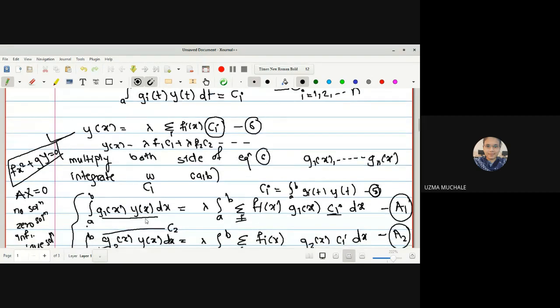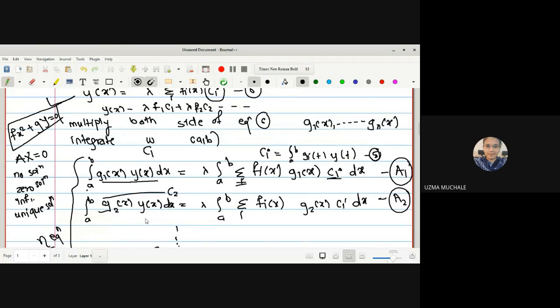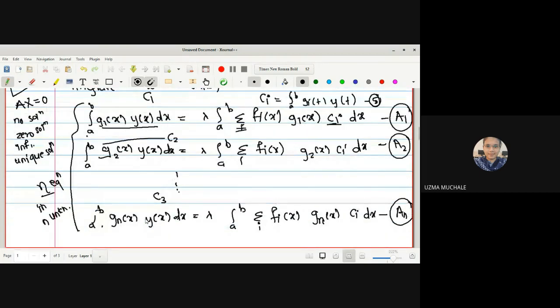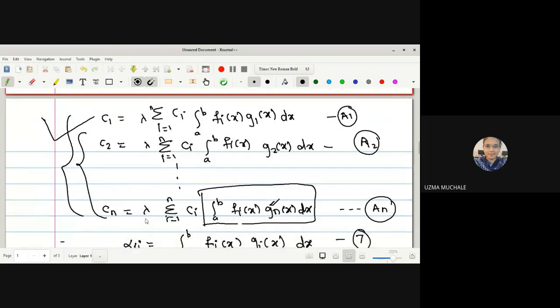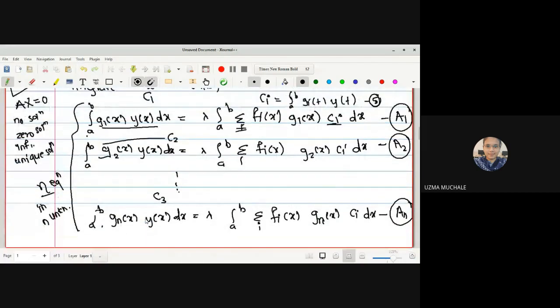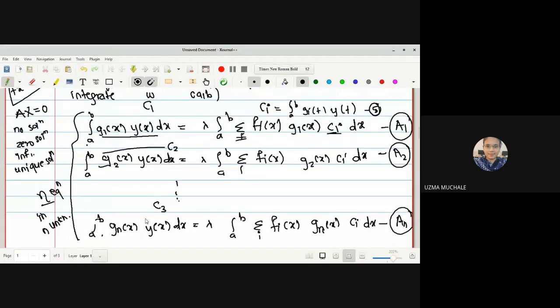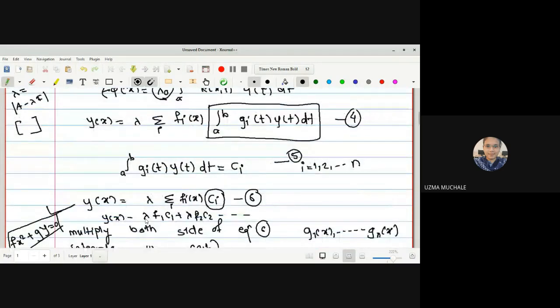Rather, it will have infinitely many solutions. So for that, what we have done, we have just multiplied the value of g1 of x for first, and next we have multiplied g2 and so on gn. So in that way, we have created an equation in n unknowns, right? So these are a1, a2 up to so on an. We have multiplied by g1, g2 and so on gn, and we have integrated. And next, what we have done, simply we have substituted the value of those LHS, that is g1 into y of x, that will be nothing but your c1, from where, from your equation number 5.